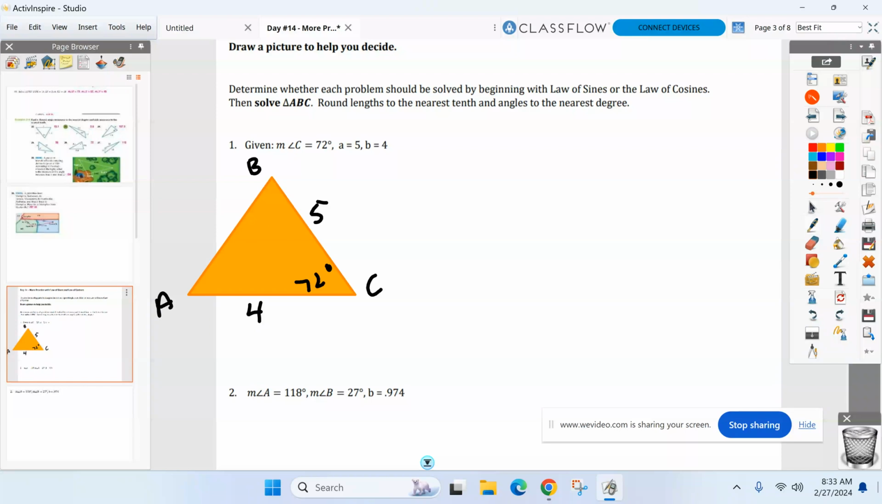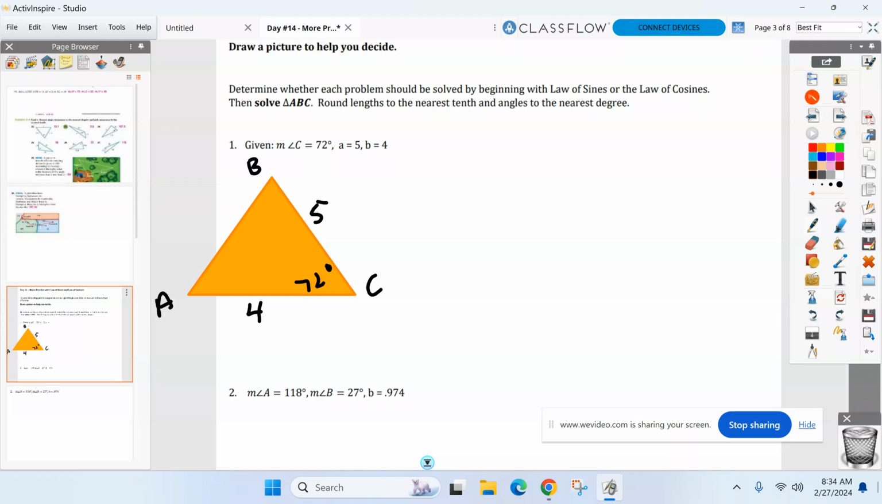All right, here we go. It says solve the triangle. So you have to first decide, am I going to start this out with law of sines or cosines? What do I have enough information for? First question, how many angles? Only 1. I only have 72 degrees. So I'm going to start out using law of cosines.